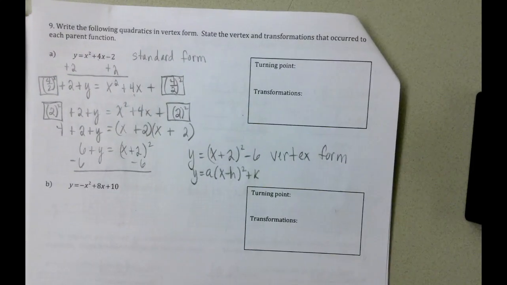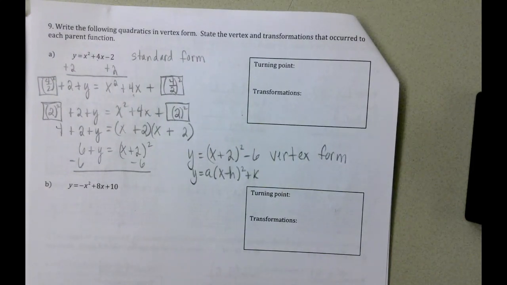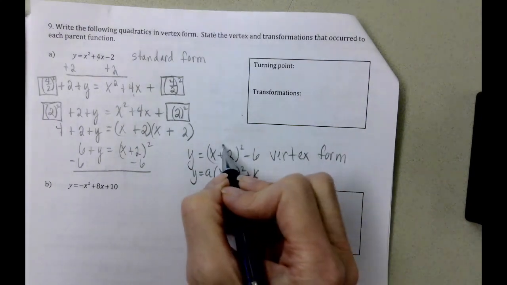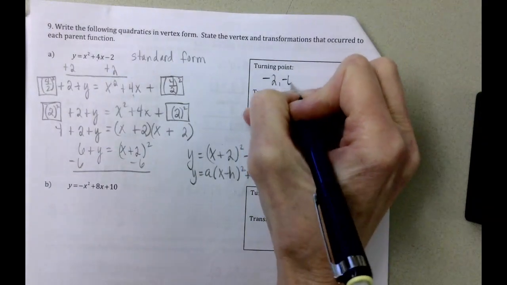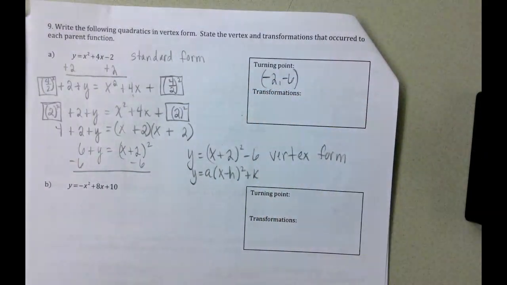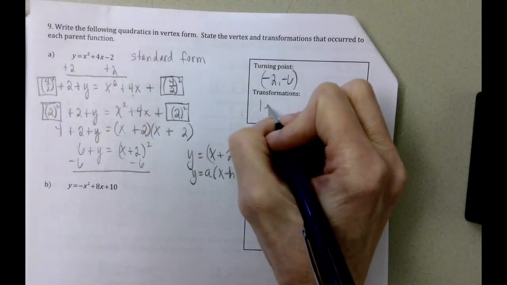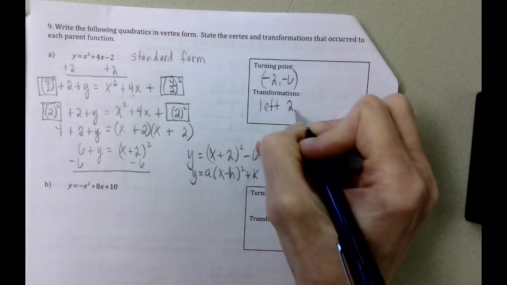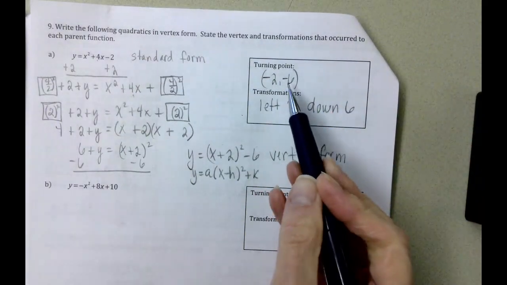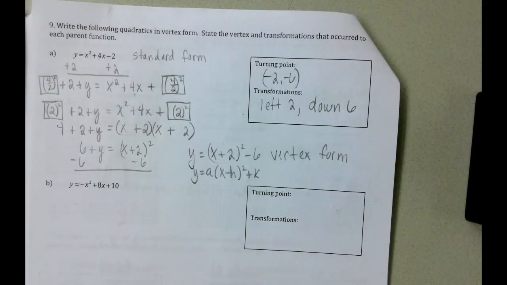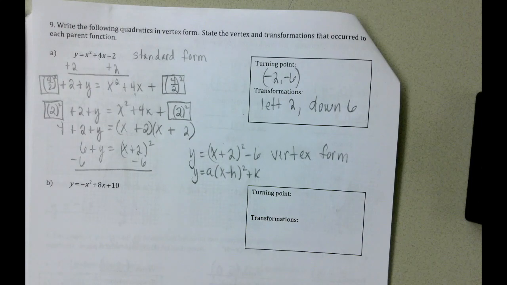And what happens here, if you've been working throughout this assignment, you've done a lot of turning points. Change the sign, keep the sign, which means that our transformations are going to be left 2, down 6. Think about what you'd have to do to graph that point, -2, -6. You're going 2 spaces to the left from the origin and 6 spaces down from there.